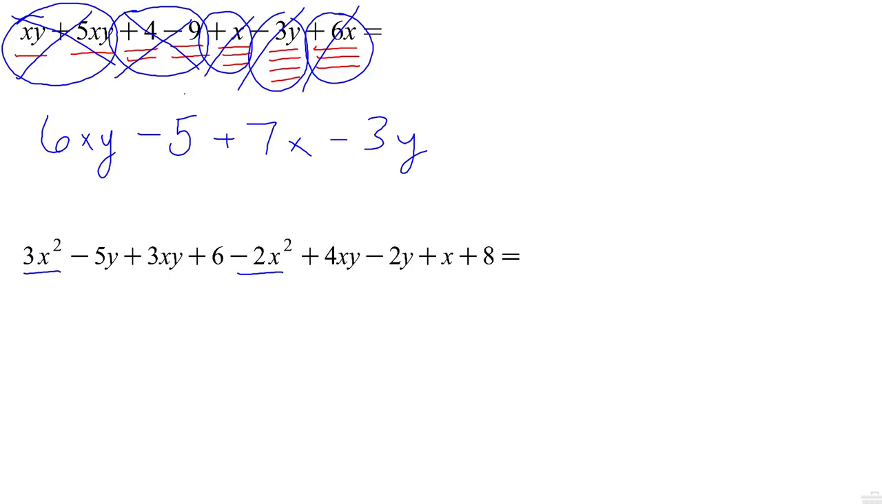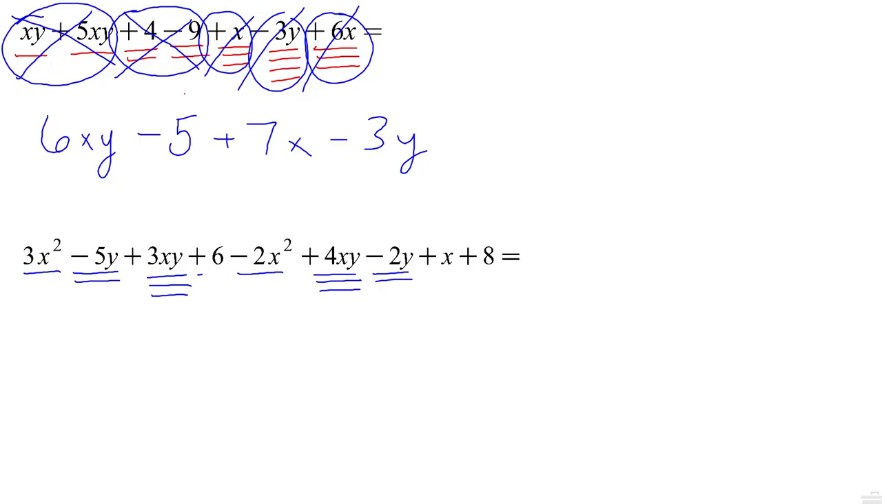Then we'll look at minus 5y. As I look along, the only other like term with the minus 5y is a minus 2y, so it'll also be underlined twice. Then I will look for my 3xy. The only other like term there is the 4xy.